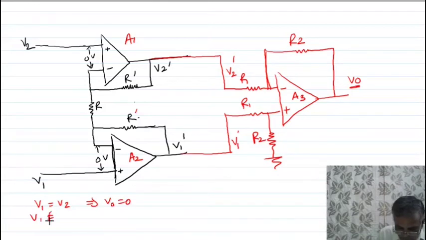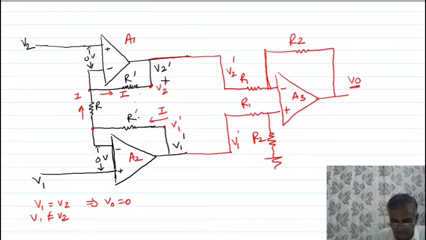When V1 is not equal to V2, then look here, this has some potential difference. Current I will flow like this. This is the direction of current I am showing you. This V2 dash, and V1 dash is nothing but the same, you can see. So what is the output voltage? To find the output voltage, we'll use the superposition principle. When V1 is not equal to V2, then you will get some output voltage.